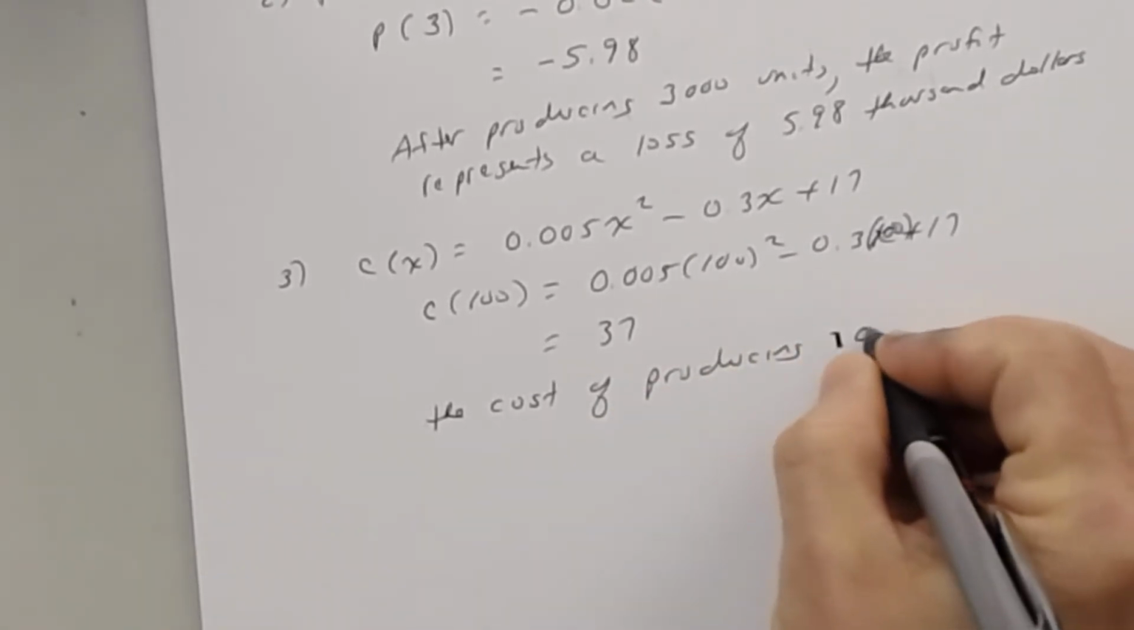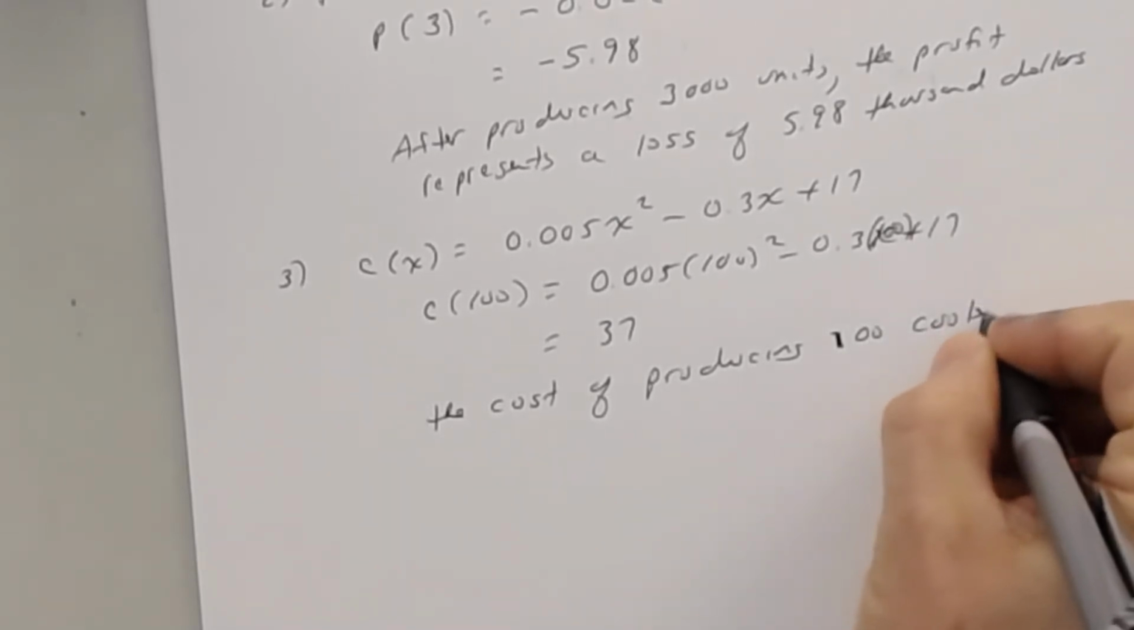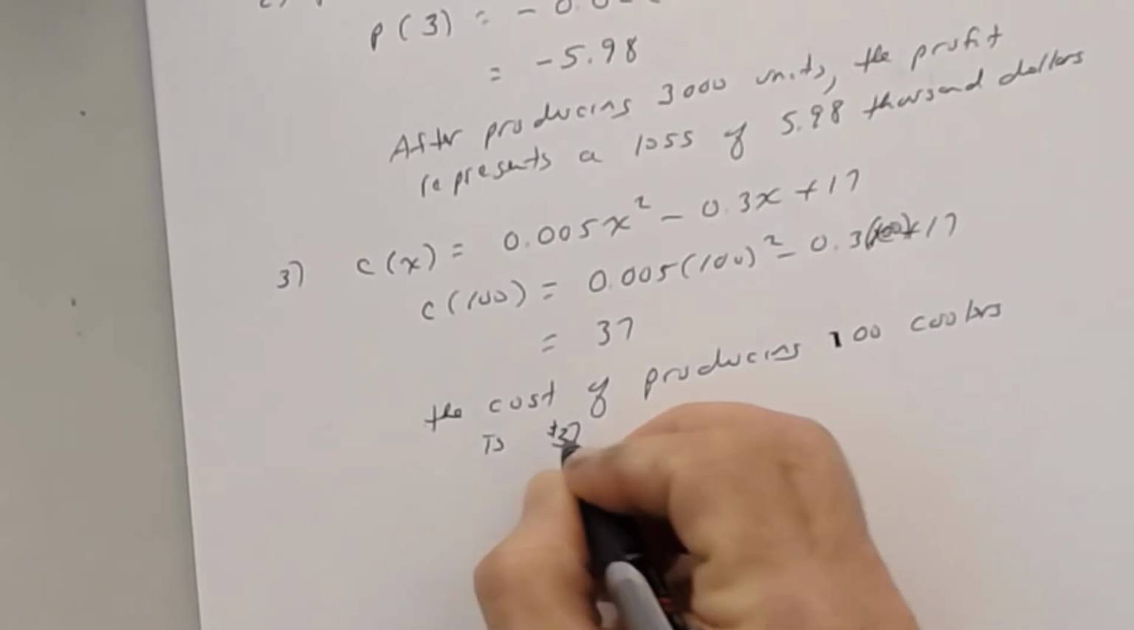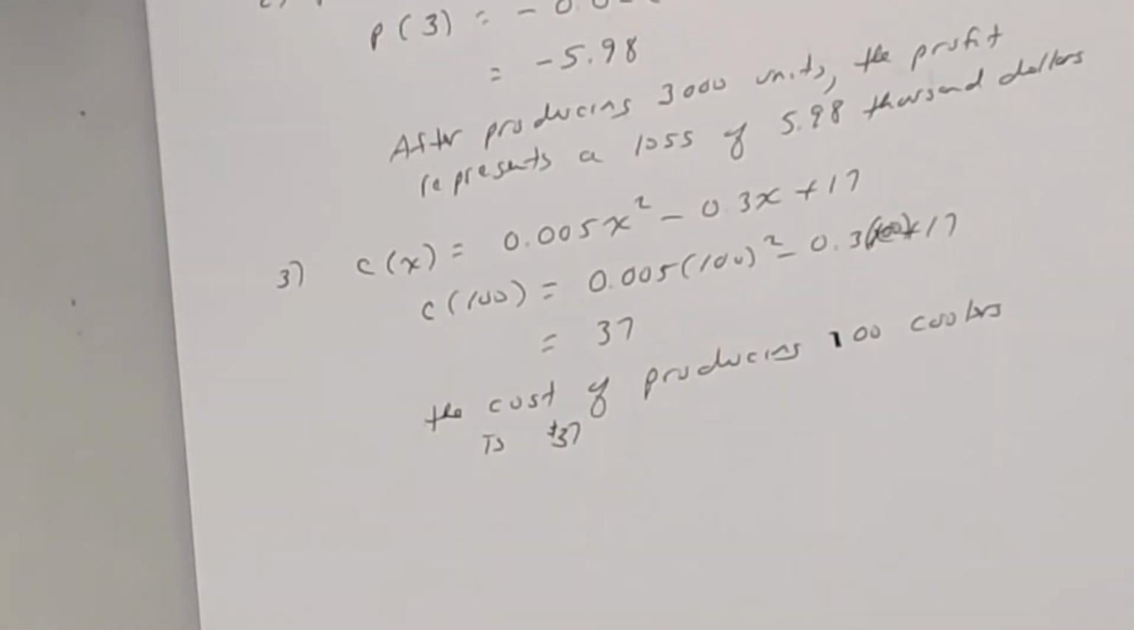So the cost of producing 100 coolers is $37. Now that's the cost. Remember, when they sell it to you at a very huge markup, it's 45, so they got to make a profit off of this.